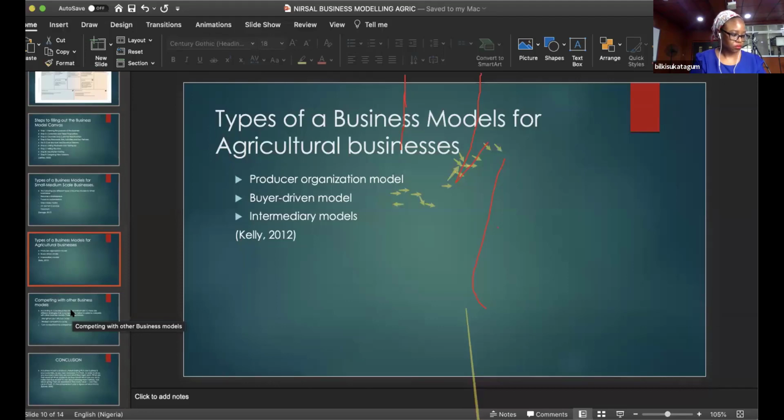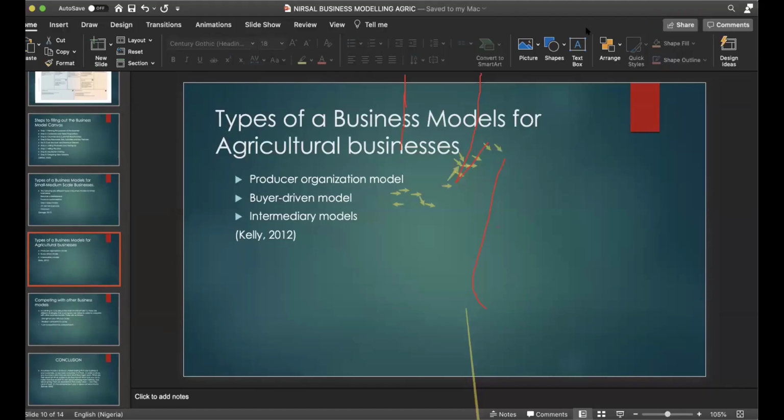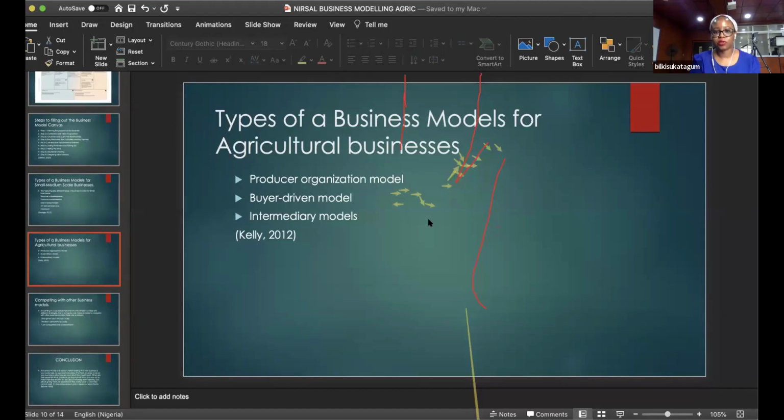This question is from Dr. Sam Awolumate. He said, can agricultural business adopt a small, medium scale model? Like I said, yes, they can, because if you're starting small, you can start from those smaller models itself. You start small to get bigger.